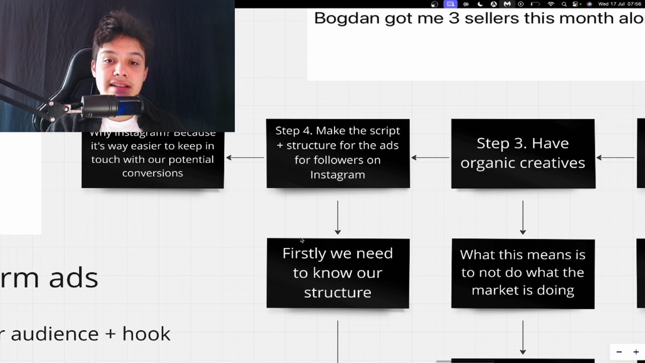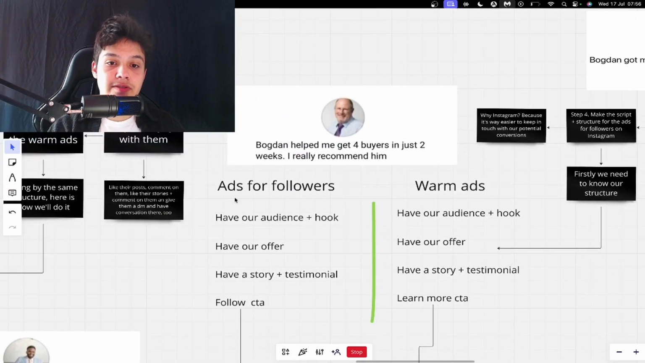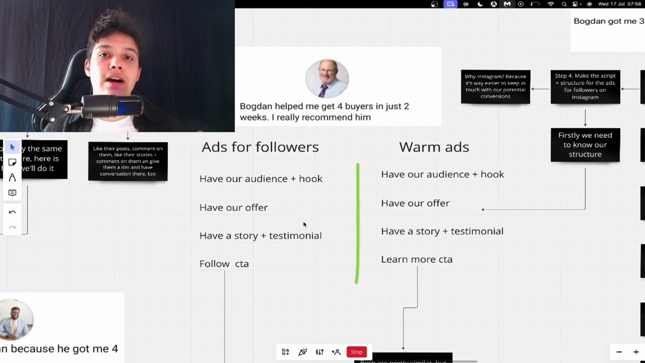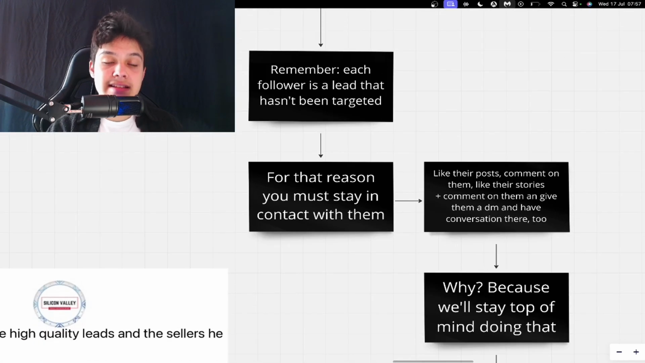The first step is to make the script plus the structure for the ads for followers on Instagram. Firstly, we need to know our structure. As you can see, this is the structure for the ads for followers, and this is the one for the warm ads. As you can see, these two are the same thing. However, the call to action is a bit different. For the ads for followers, we obviously have a follow call to action, but for the warm ads, we have a lot more call to action. What this means is that for the ads for followers, we try to get only followers, and for the warm ads, we try to get conversions. So you need to remember that each follower is a lead that hasn't been targeted, and for that reason, we must stay in contact with them.